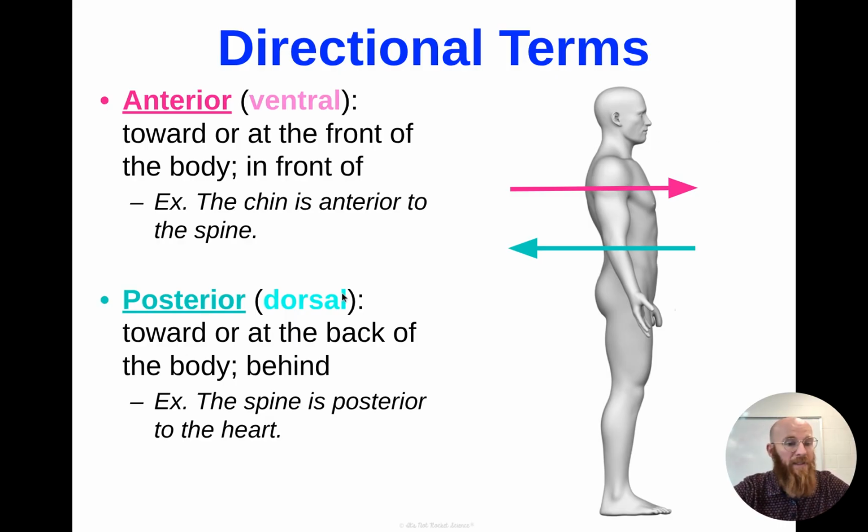Posterior is the opposite. We could also use dorsal, like a dorsal fin of a dolphin. Posterior is towards the back or behind something. So I could say that the spine is posterior to the heart because it's located closer to the person's back side.